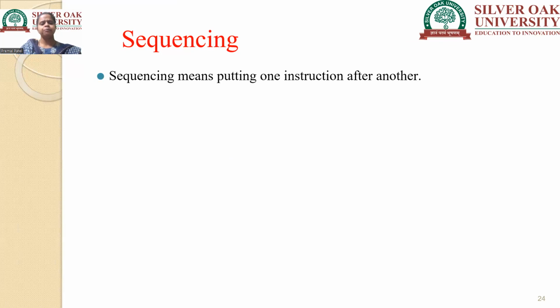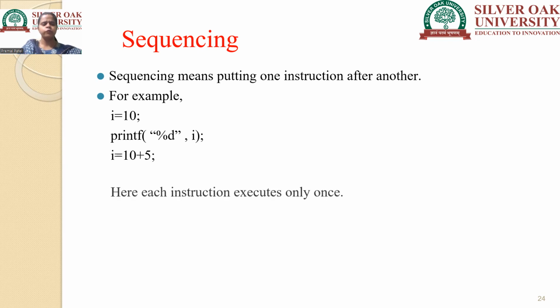Sequencing means putting one instruction after another. So for example, if I take the code of 3 lines, the first one is i = 10. Second is printf("%d", i). Third is i = 10 + 5. So we have to find out the complexity.